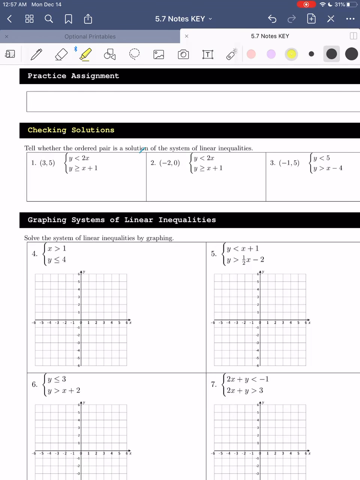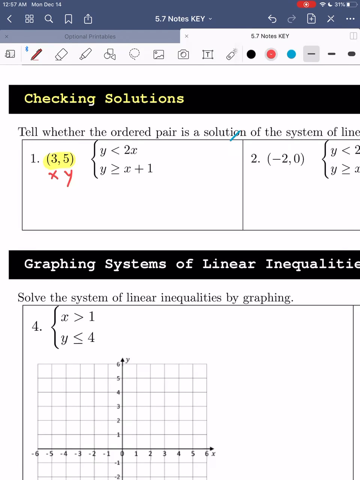So checking solutions means they're going to give us a point. For instance, on number 1, they gave us 3, 5, which is x equals 3, y equals 5. And we're supposed to see if it makes all of the inequalities work. So when I plug it into this first inequality, y is 5, so it's going to be 5 less than 2 times x. X is 3, so 2 times 3. So 5 is less than 6. That is true, so it checks out for this first one.